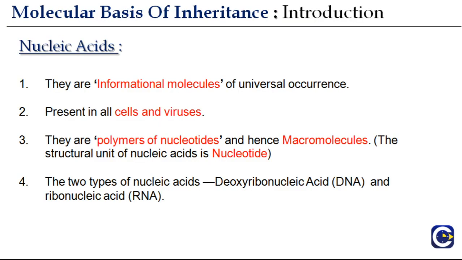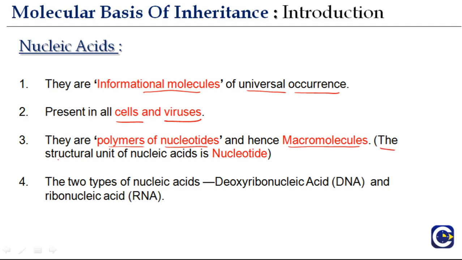So nucleic acids. What are nucleic acids? They are informational molecules of universal occurrence. So these nucleic acids provide information and they occur universally. They are present in cells and in viruses. They are polymers of nucleotides and hence they are called macromolecules. A macromolecule is always a polymer of something, and nucleic acids are macromolecules that are polymers of nucleotides.